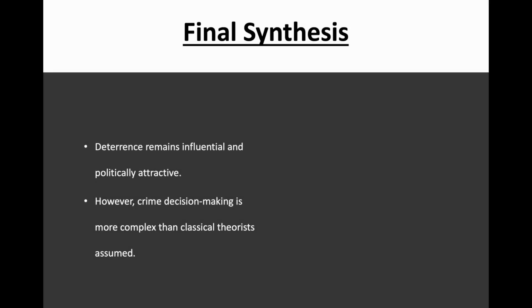So how should we ultimately evaluate deterrence theory and rational choice theory? I think the answer is that both theories remain enormously influential, but both are incomplete. Deterrence theory provides one of the clearest frameworks for understanding how punishment might shape behavior. It explains why visible enforcement matters, why certainty often outperforms severity, and why legal systems attempt to structure incentives. Rational choice theory extends this framework by focusing on situational opportunities, bounded rationality, and offender decision-making within crime events. Together, these theories shifted criminology toward a more decision-oriented understanding of offending.